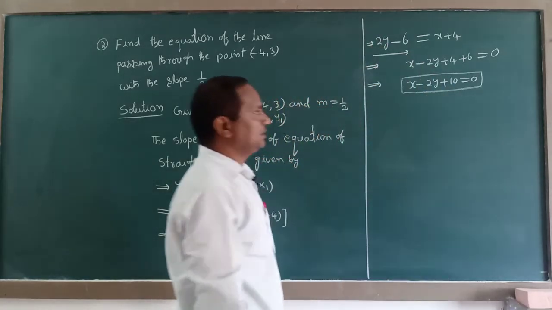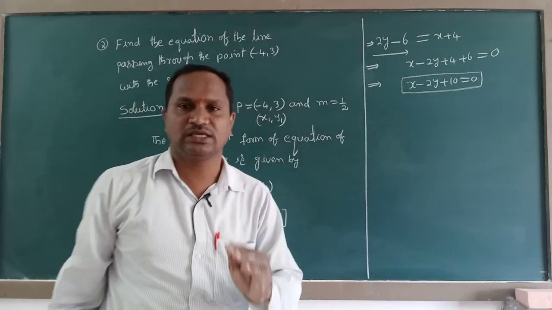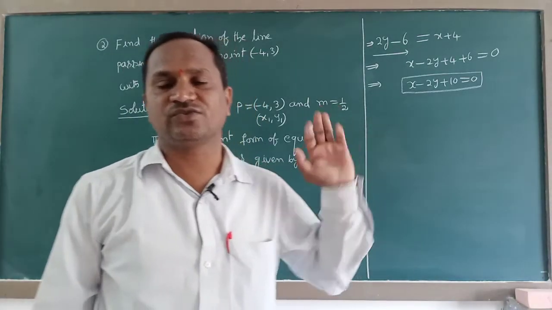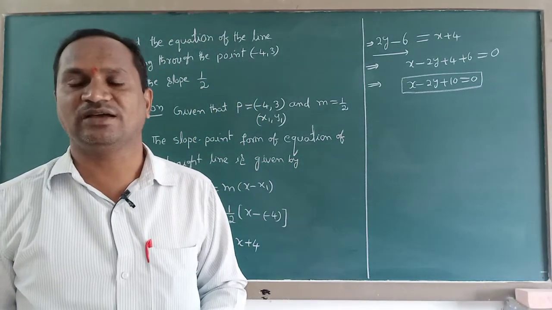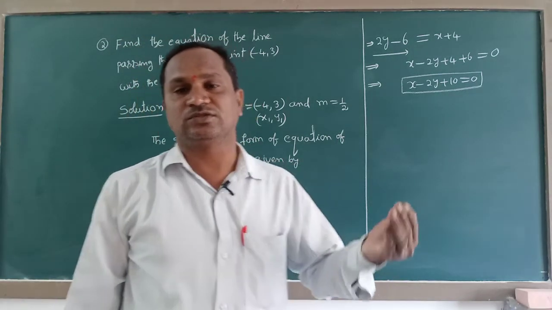Which is our required equation of a straight line. Here in this question, they gave a slope and a point. We have to apply the slope point form formula, and in that formula we are going to apply those values.